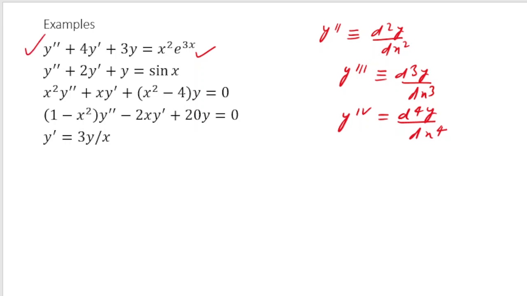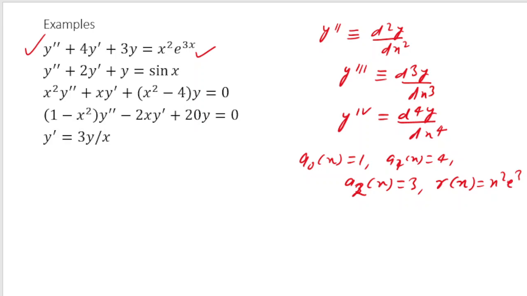If I look at the first one, what are the coefficients? Coefficient a naught x is 1, a2x is 4, a3x is equal to 3, and on the right hand side, I just made one small mistake: I said a naught x, so let me call it a1x and let me call it a2x. And r x is equal to x square e to the power 3x. So you can see that all these are functions of x only. The constant term can also be considered as a function of x, right? So this is a linear differential equation.